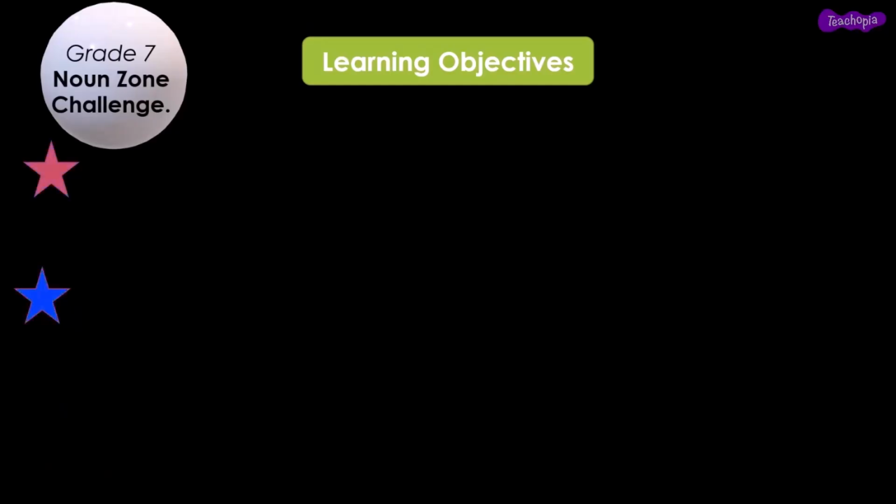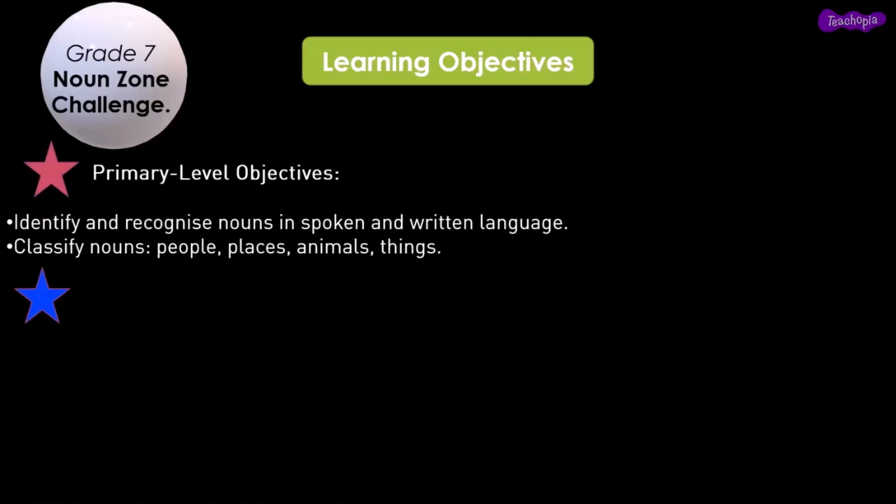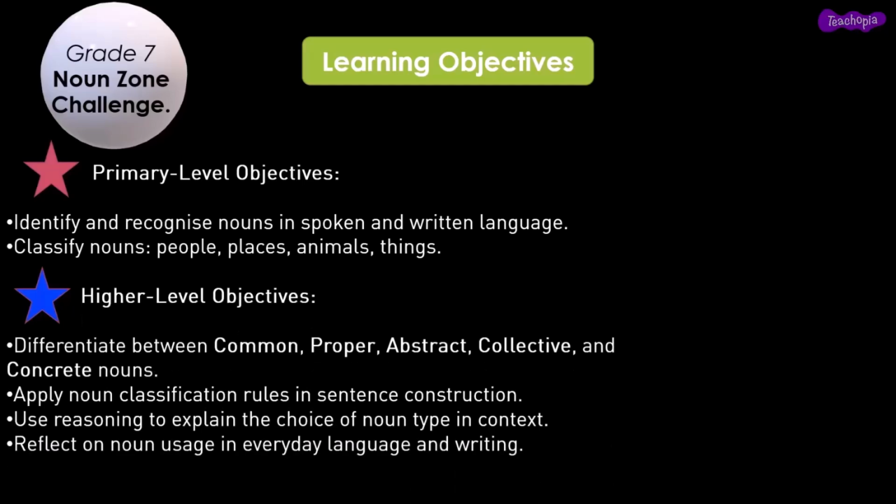The learning objectives at the primary level are that the students have to identify and recognize nouns in spoken and written language. They have to learn to classify nouns under people, places, animals, and things. Whereas at the higher level, learners are expected to differentiate between common, proper, abstract, collective, and concrete nouns. They have to know to apply noun classification rules in sentence construction, use reasoning to explain their choice of noun type in context, and reflect on noun usage in different language and writing.